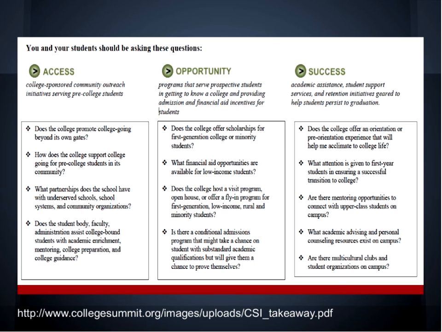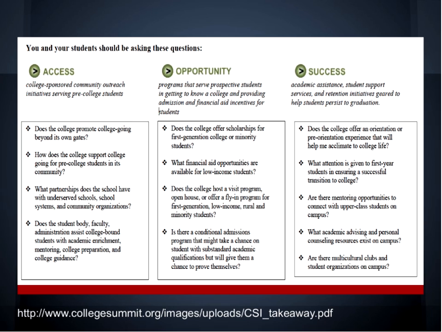The Center for Student Opportunity recommends that educators ask questions about the college process based on 3 categories: access, opportunity, and success. Access refers to the information available to students about different colleges and how high schools, communities, and universities encourage students to seek higher education.